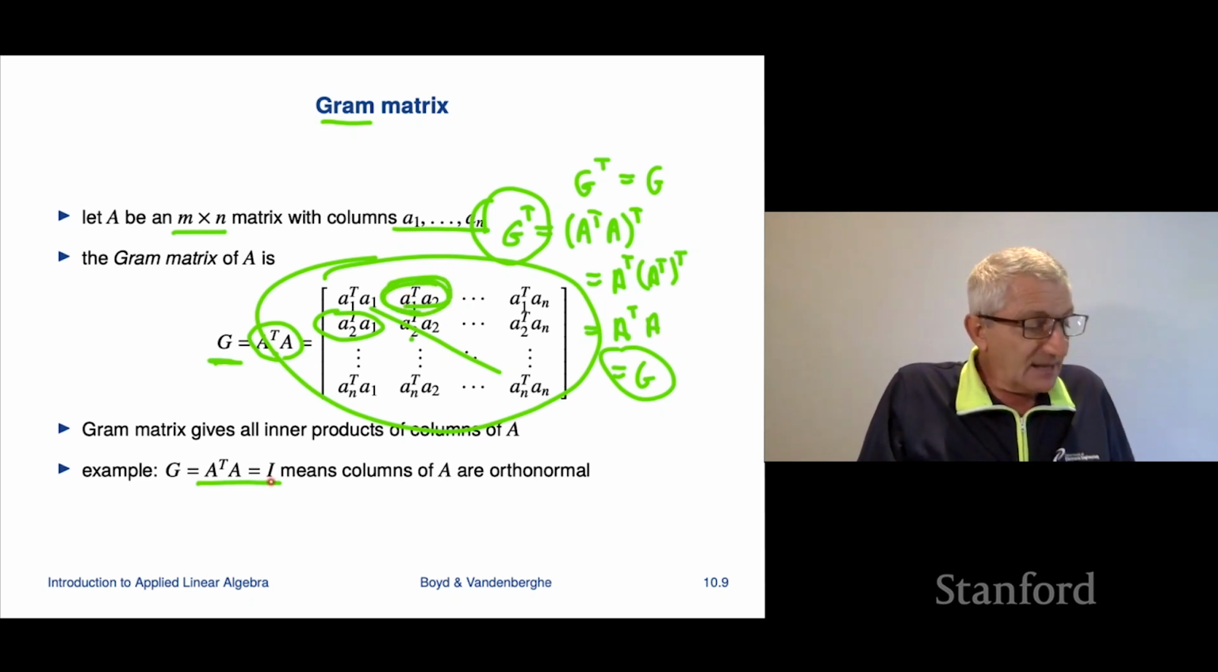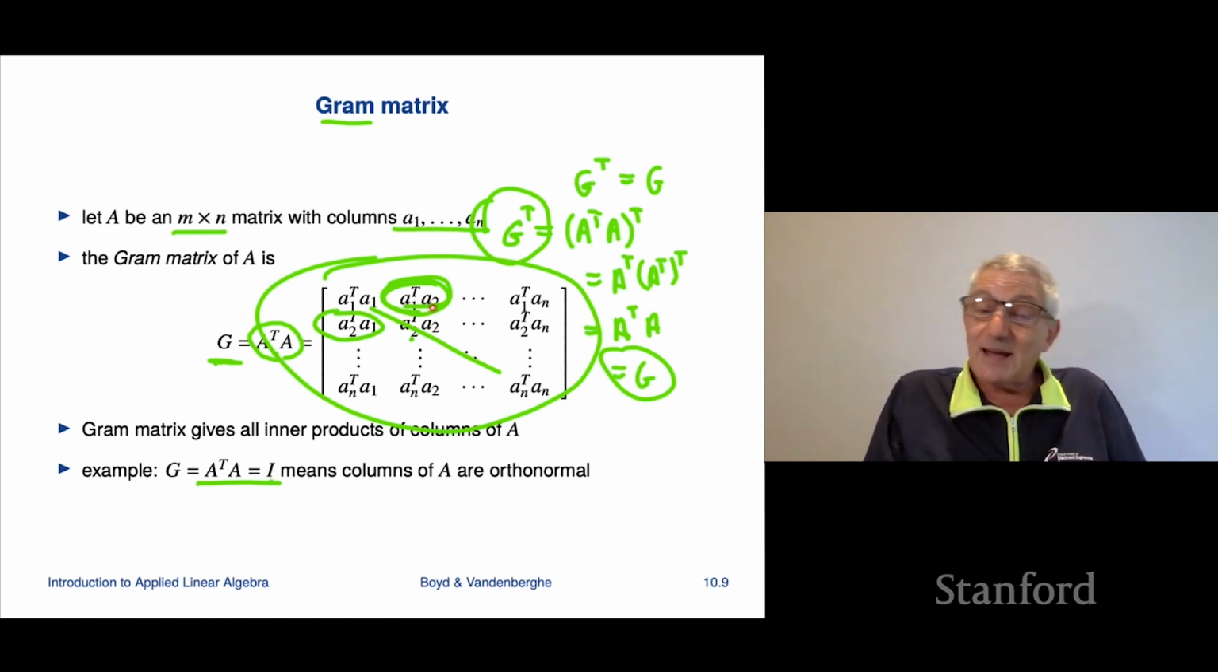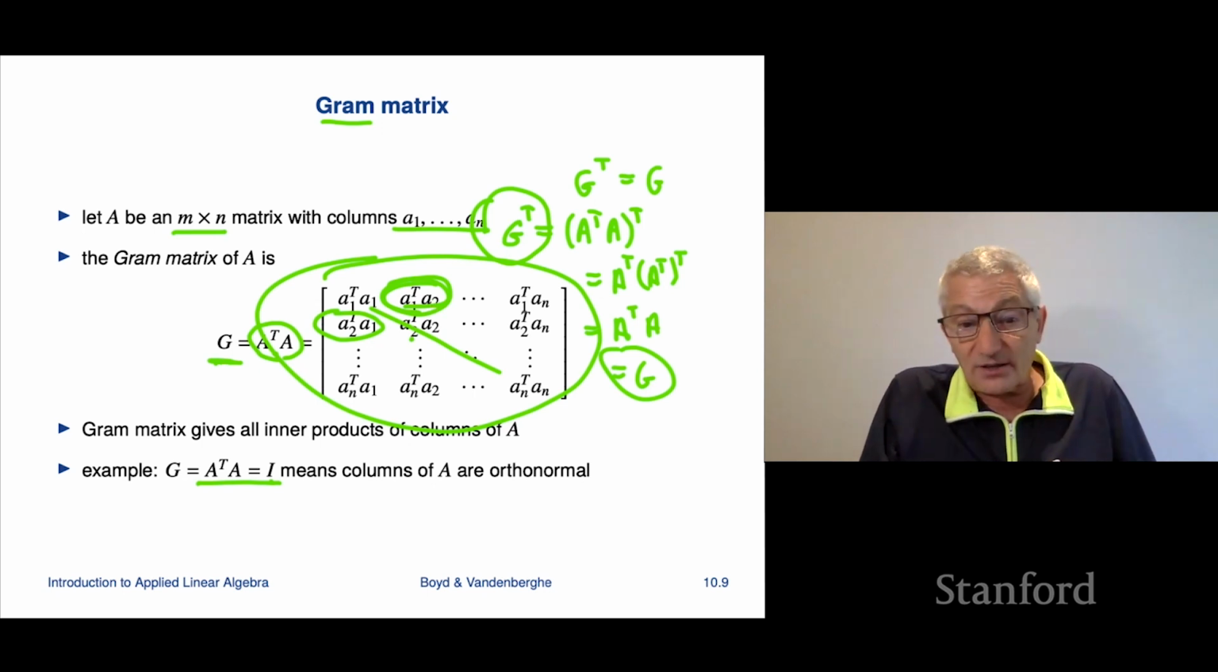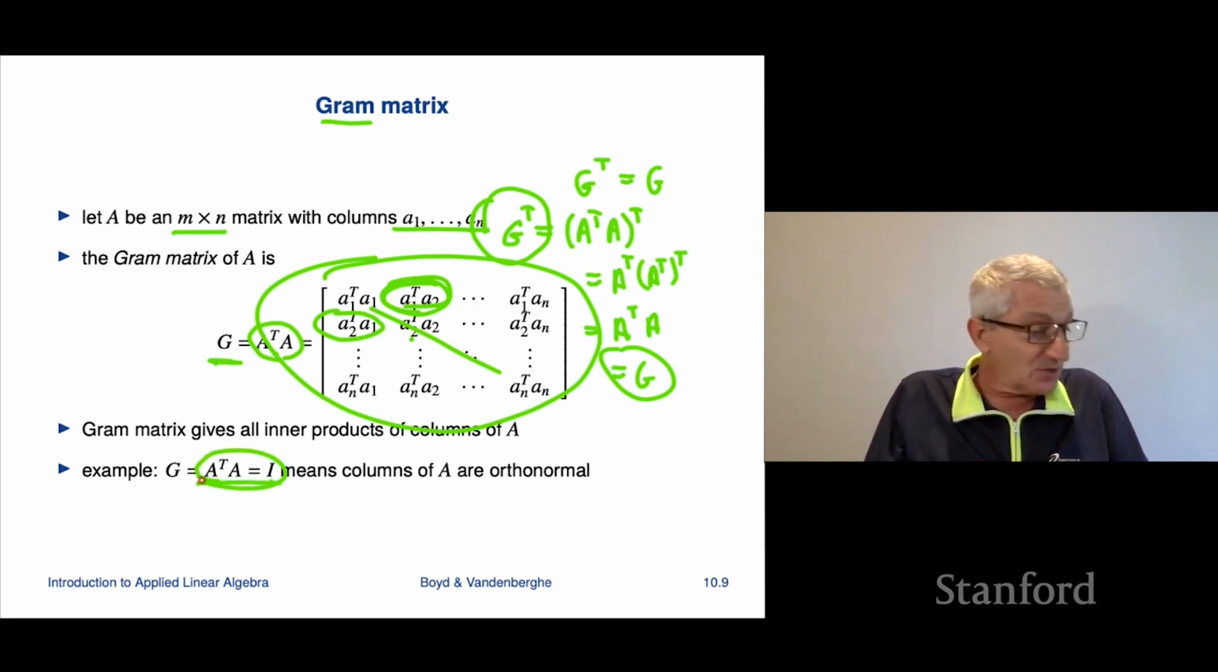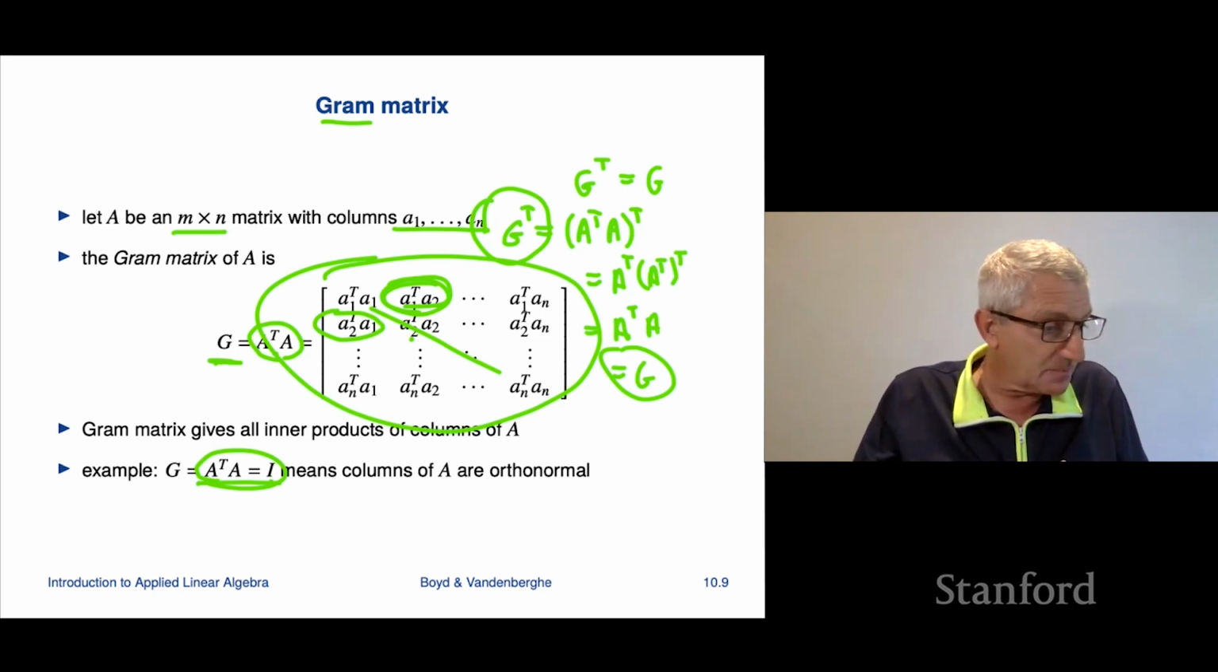But now let's look at the off-diagonal entries. If this is I, it means the off-diagonal entries are 0. So that says that A1 transpose A2 is 0. That means that A1 and A2 are orthogonal. But so are A1 and A3, and A1 and A4, and so on. And so basically, the super compact equation A transpose A equals I is a way to say that the columns of A are orthonormal. They each have norm 1, and different columns are orthogonal. They have an inner product of 0. Okay, so this is the Gram matrix.